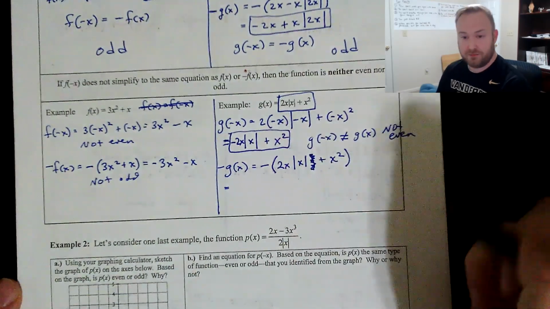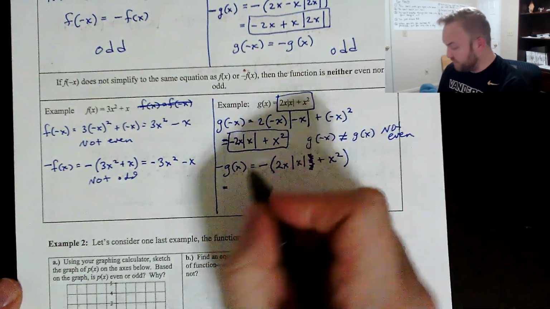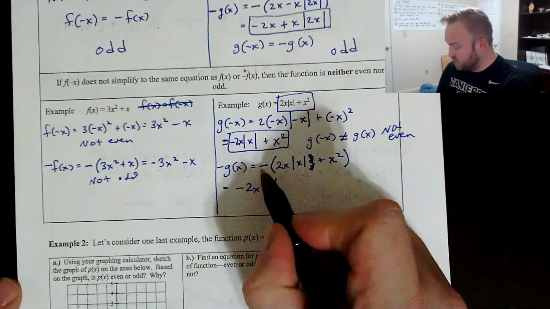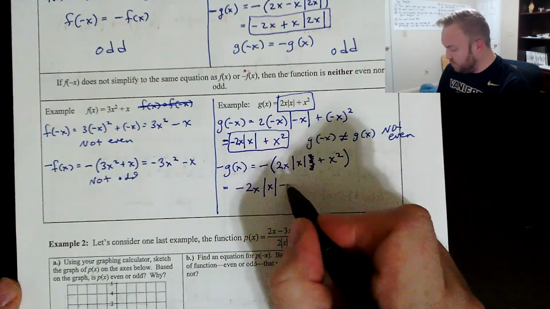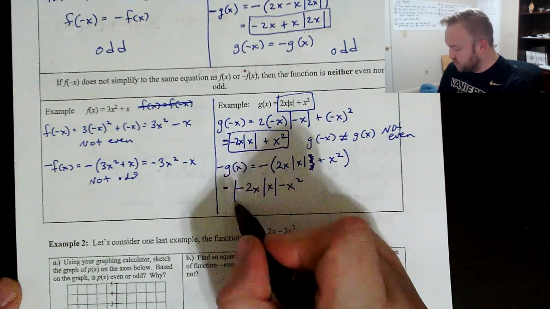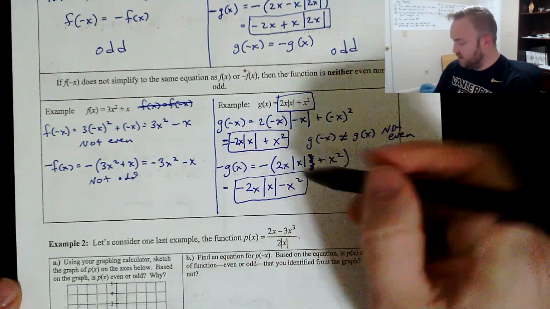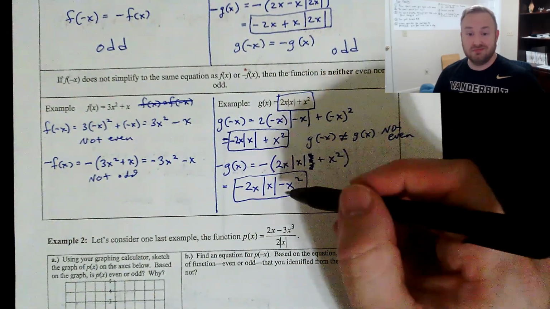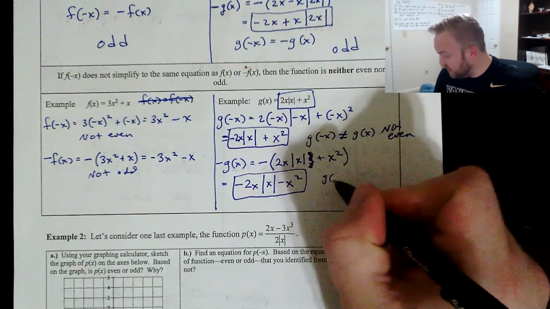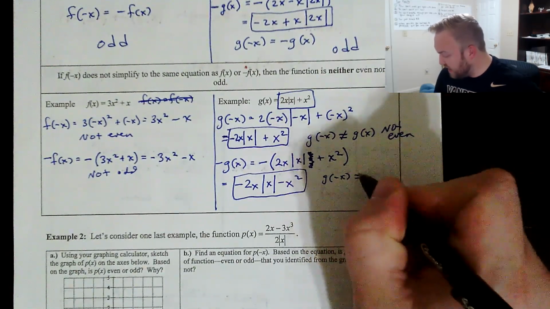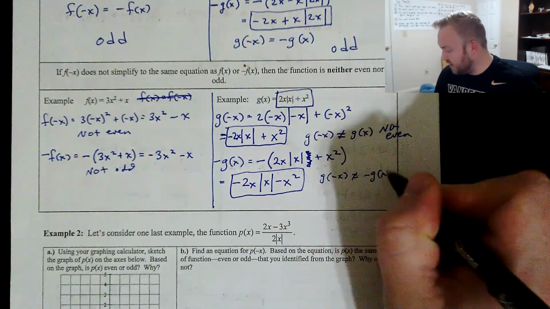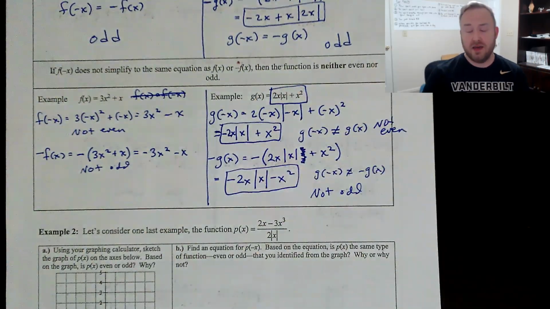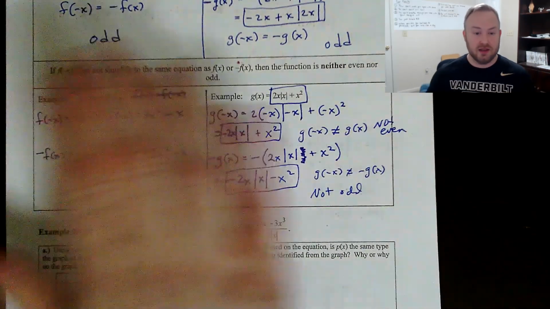If I distribute my negative to this first term, it'll be minus 2x absolute value of x. Distribute the negative to the next term, it'll be minus x squared. So here is minus g of x. Is that the same as g of negative x? No. G of negative x is not the same as negative g of x. So also, this is not odd. So that's kind of the most common situation.